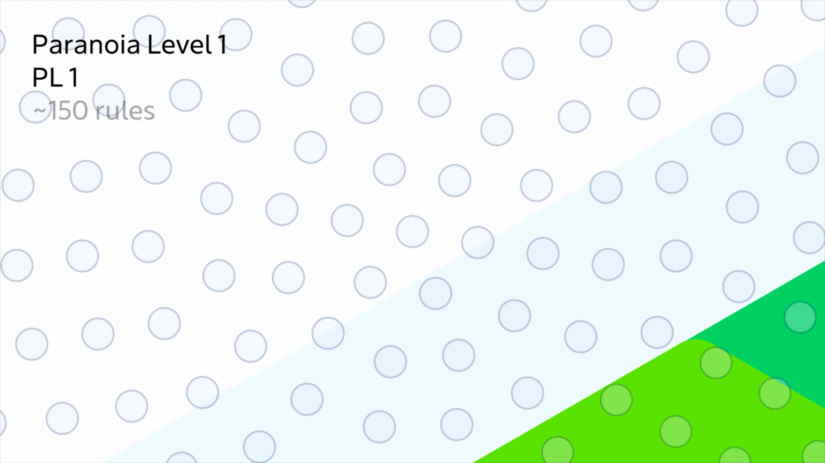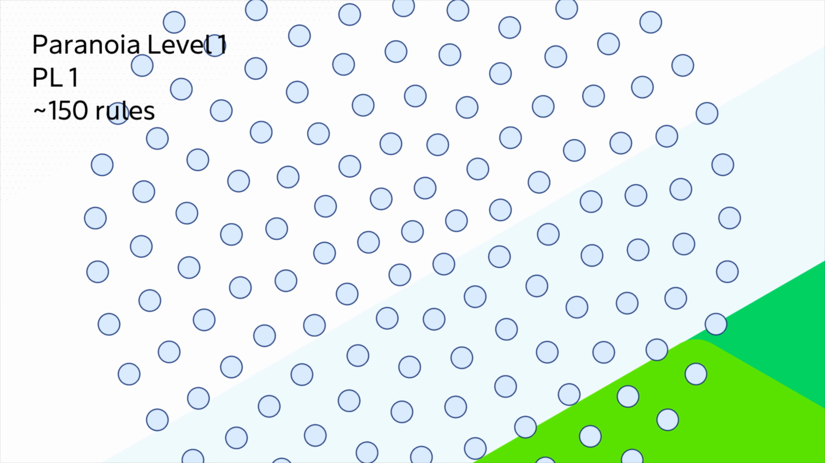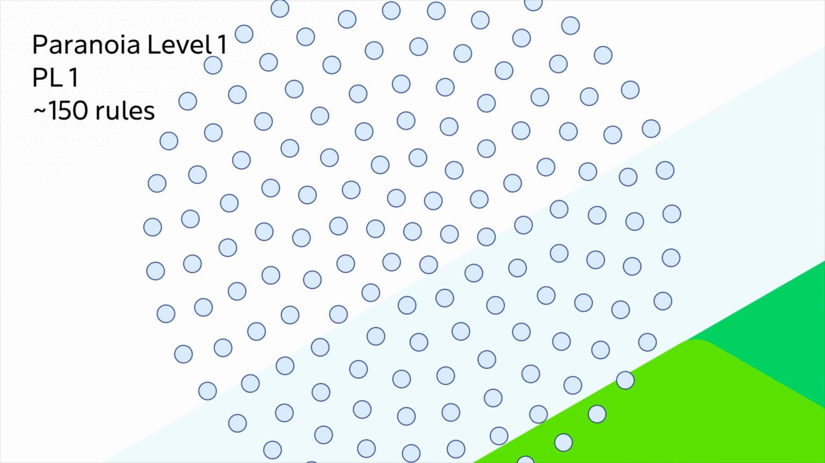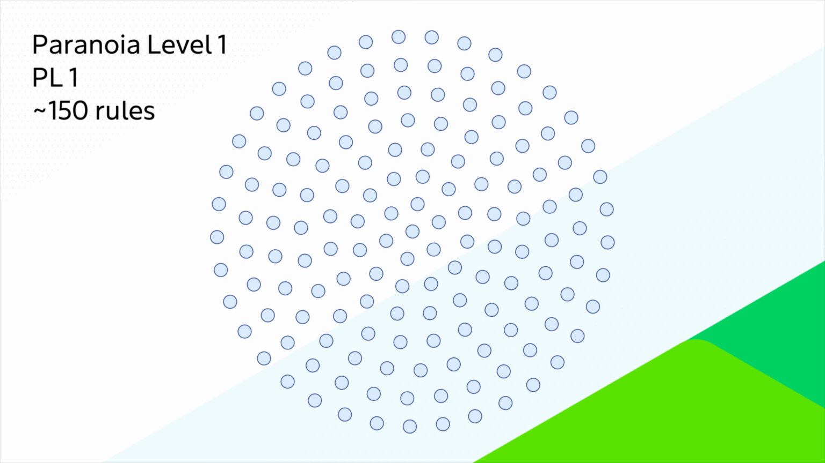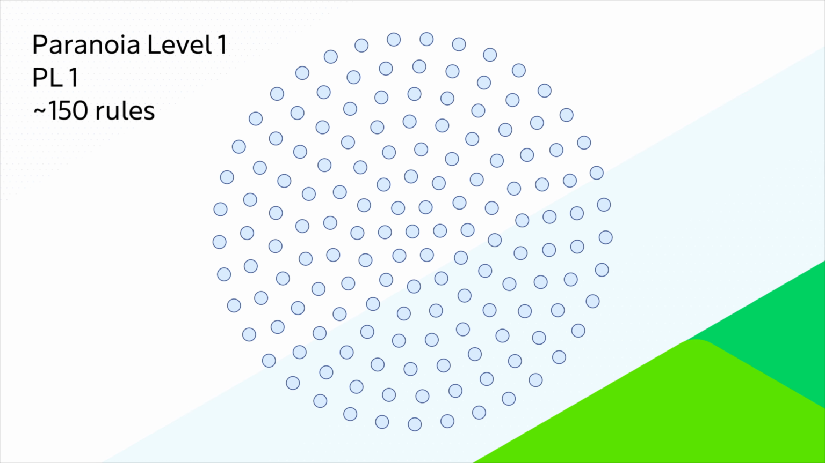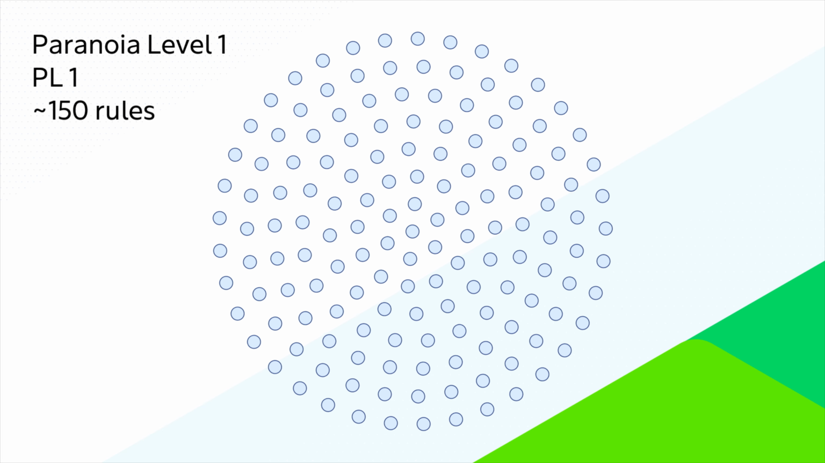The lowest level is Paranoia level 1, abbreviated as PL1. This level consists of approximately 150 detection rules. These are considered to be the most reliable rules and the least likely to cause false positives with legitimate web traffic. This is the easiest place to start. Paranoia level 1 is the default operating level for the LoadMaster WAF.